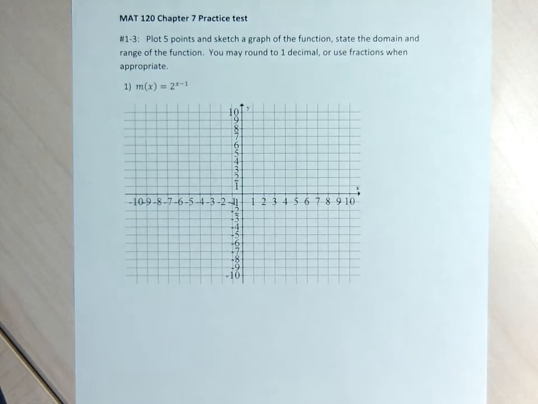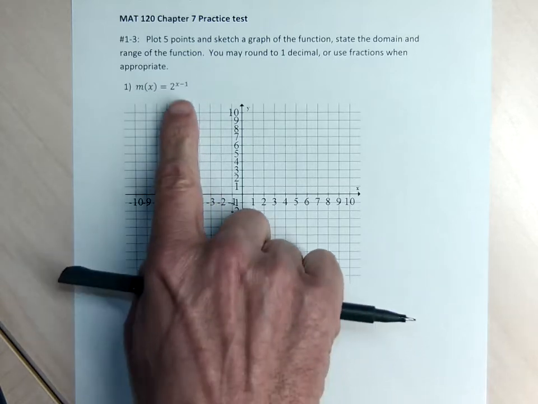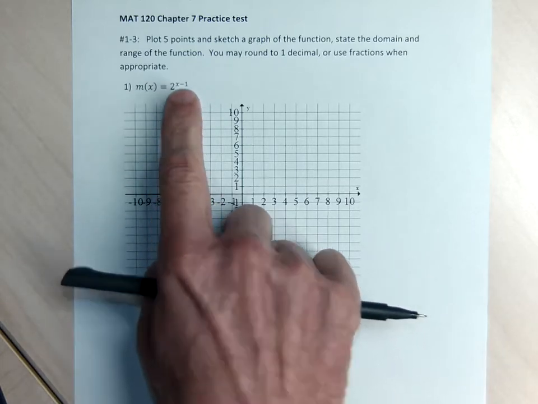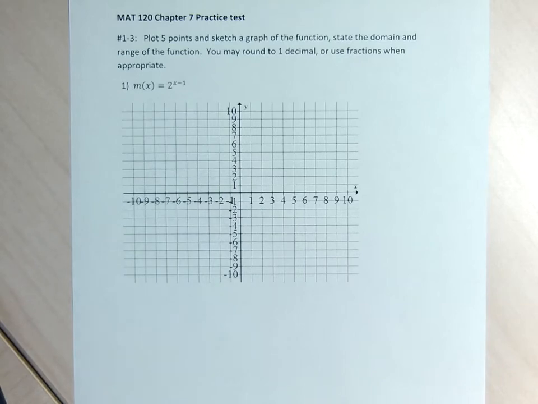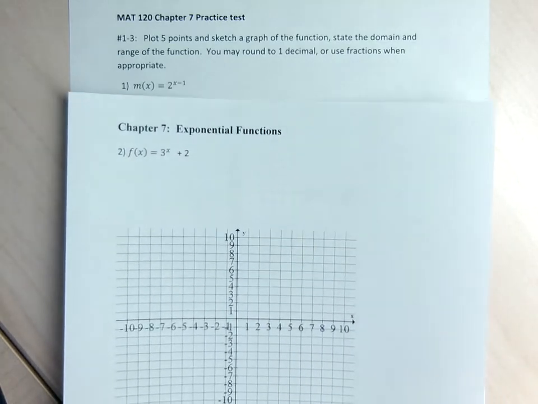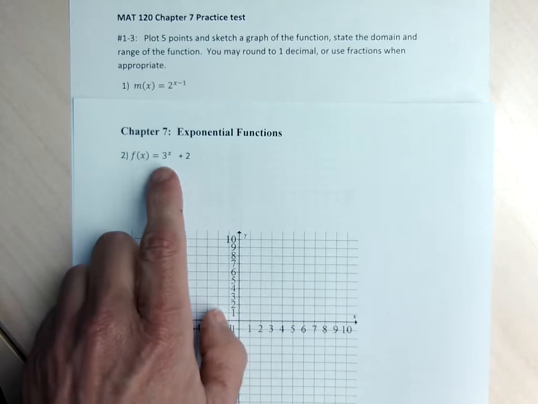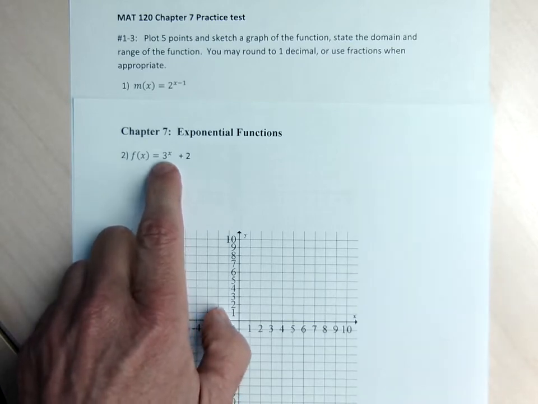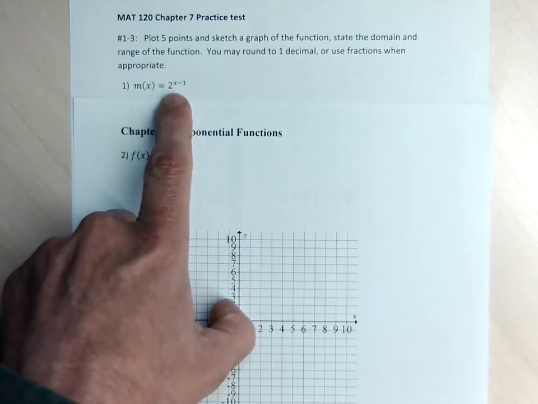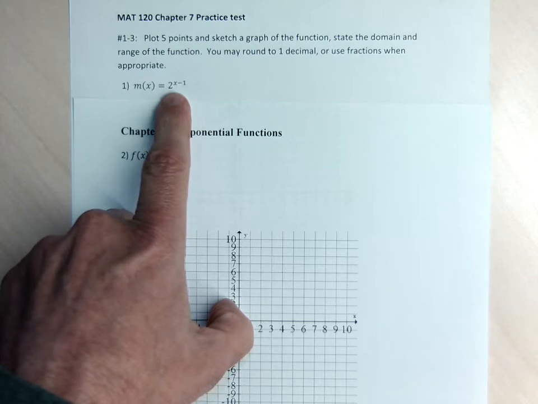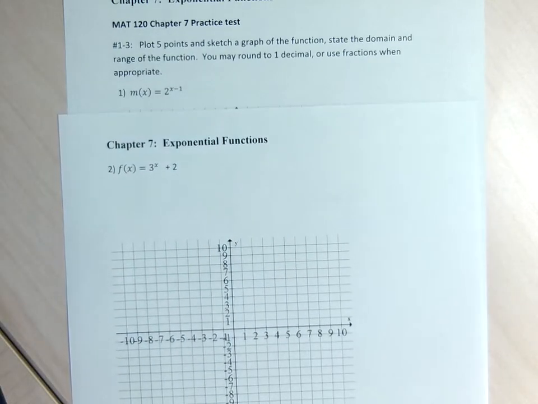The first three problems on the practice test want me to make a table of values, sketch a graph, find the domain and the range, and they're all exponential functions. To do the table, if the exponent is just x, like it is in problem 2, my table's going to go from -2 to +2. If the exponent has a plus or minus sign, I'm going to change the sign of the number and put that in the middle of my x column.